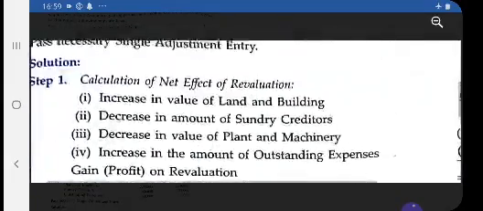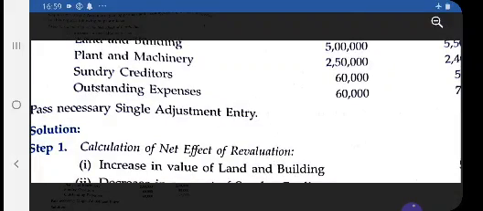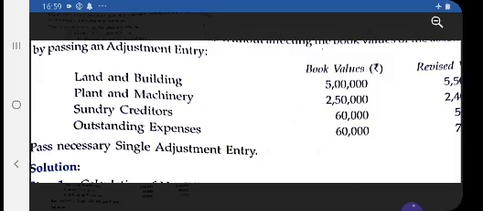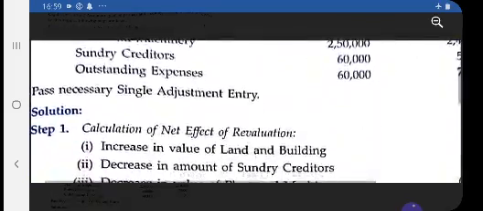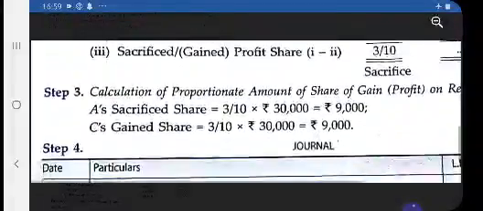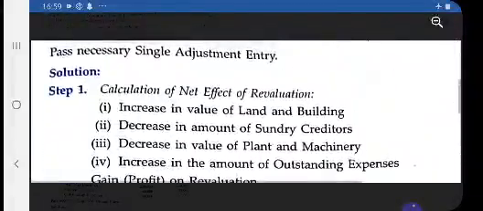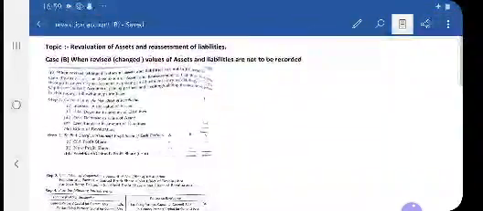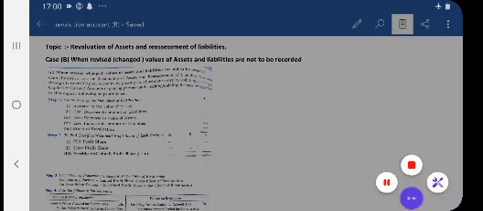So the proportionate amount of gain or profit on revaluation is adjusted through a single entry. It means in the new balance sheet there will be no change in the value of assets and liabilities. So this is also one of the ways, in case of change in profit sharing ratio, without affecting the book value, you can do the adjustment. So this is what we have discussed about the topic when revised or changed value of assets and liabilities are not to be recorded. I think the concept is very clear. First, calculate the net effect of revaluation, then in the second step calculate the sacrificing and gaining ratio, and in the third step calculate the proportionate amount and then pass the adjustment entry. So this is all about this topic.